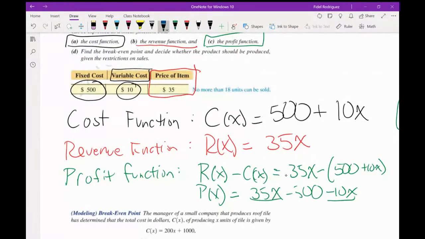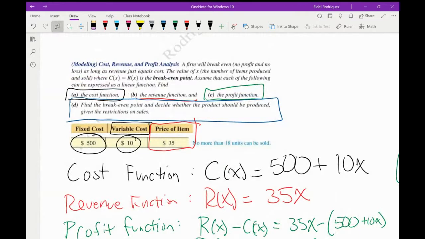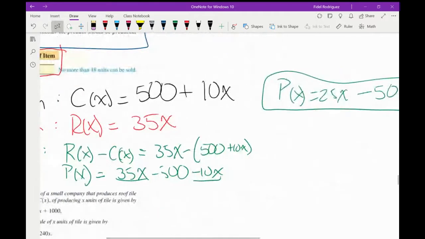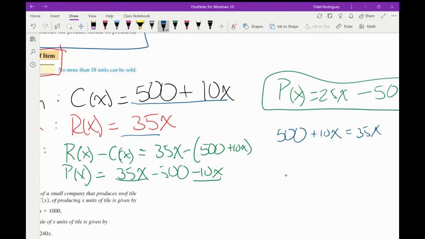And then there is a part D, and it says find the break-even point. The break-even point is when the cost function is equal to the revenue function. So all I'm going to do here is set this equation equal to this one. So 500 plus 10x is equal to 35x. I'm going to subtract 10x on both sides, and then divide everything by 25.